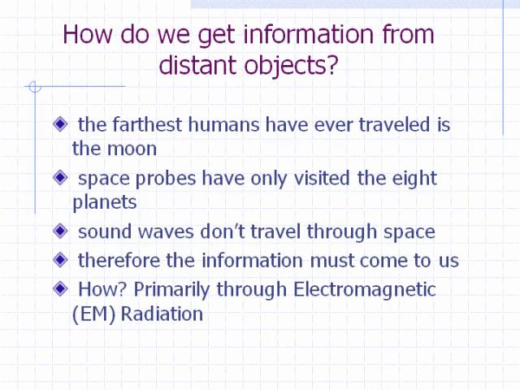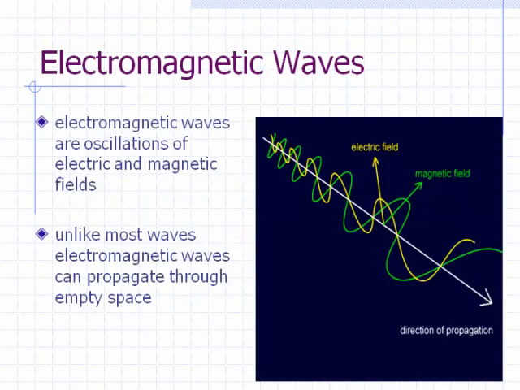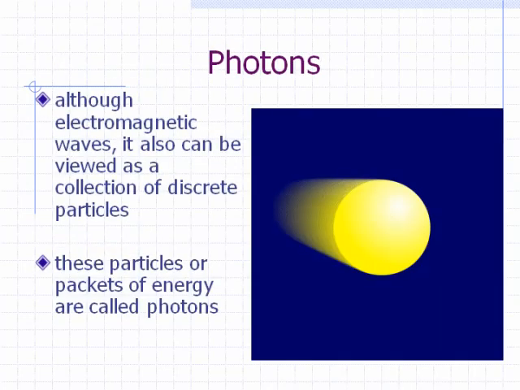Of course, we know that sound waves don't travel through space, so we can't rely on one of our senses, and that's hearing. The primary thing that we can do in terms of getting information is look at electromagnetic radiation. Electromagnetic waves are, again, electric and magnetic fields that are oscillating through space. Light is a very good example of an electromagnetic wave. And unlike sound waves that need a medium to propagate through, the medium for electromagnetic waves is space itself.